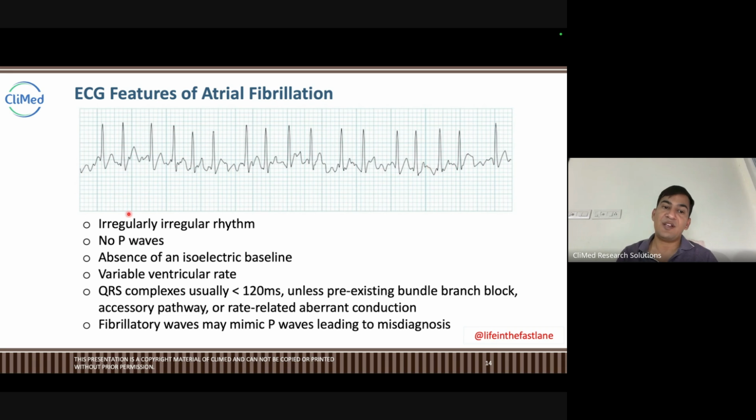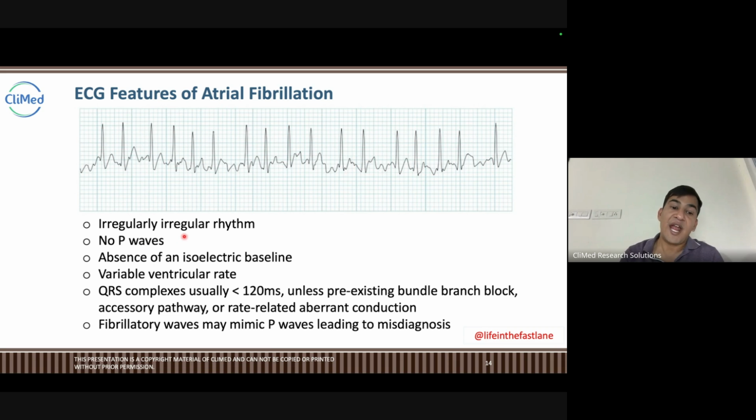No P waves. Where are the P waves in that? Can you see P waves? I cannot see them because this is a jigsaw phenomena. Apart from this, you can see multiple other waves, like F waves. These are fibrillation waves. These are not P waves. There is no P wave. See, 1, 2, 3, 4, 5 waves, 1, 2, 3 waves. So this phenomena is completely different.